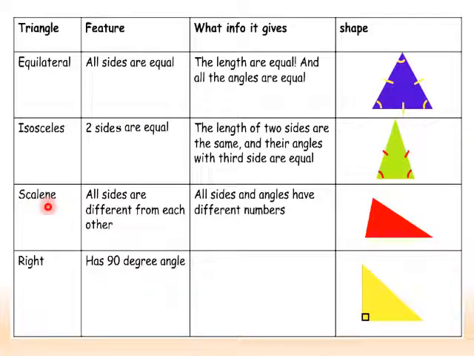A scalene triangle is a triangle having sides of different lengths. All the sides and angles have different measures. For example, the red triangle here, each side has a different length and each angle is different from the other angle. Another type is a right triangle, like the yellow triangle here. It has a right angle, so these two sides are perpendicular to each other, and we know that a right angle has a measure of 90 degrees.